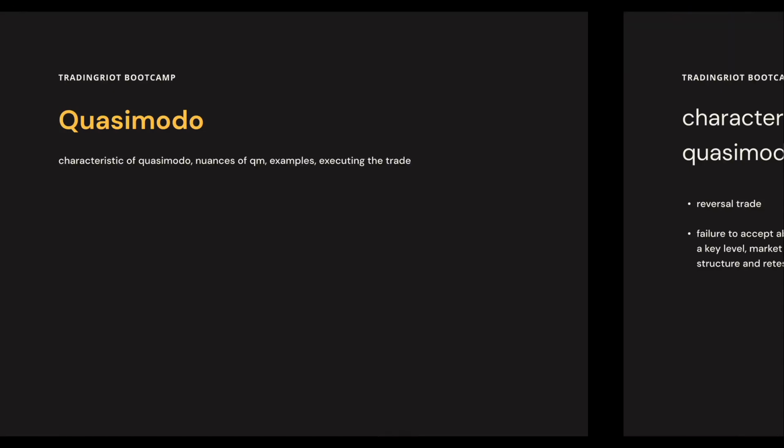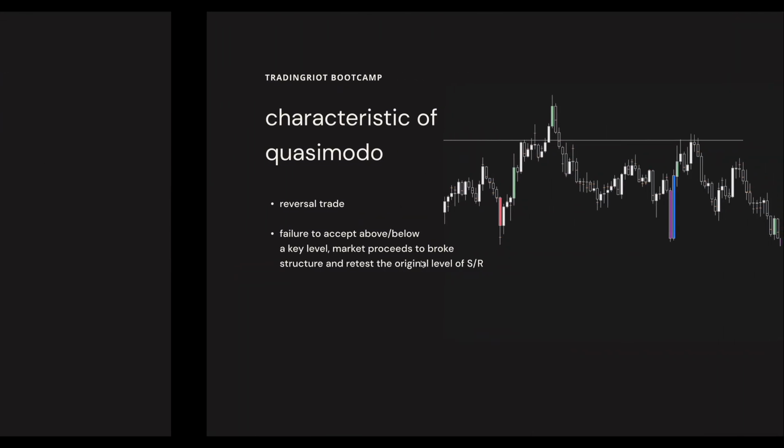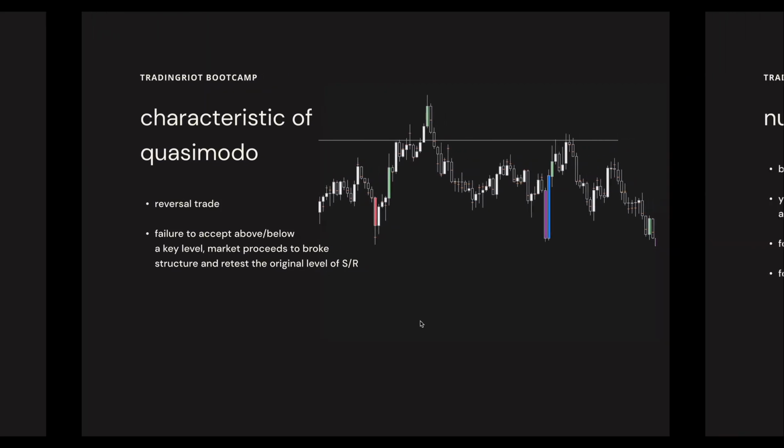The Quasimodo, which is also called the over and under, or QM for short, is the last execution pattern that we are going to take through. It's a reversal trade for most cases. You can sometimes see it as a continuation as well, which makes a really good continuation when you are in an established trend, where the market has this kind of failure of breakout in an established trend.